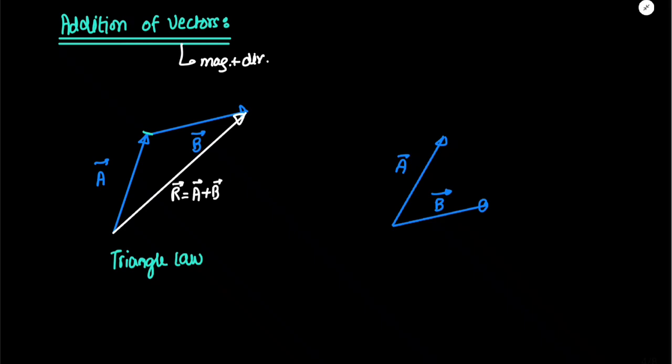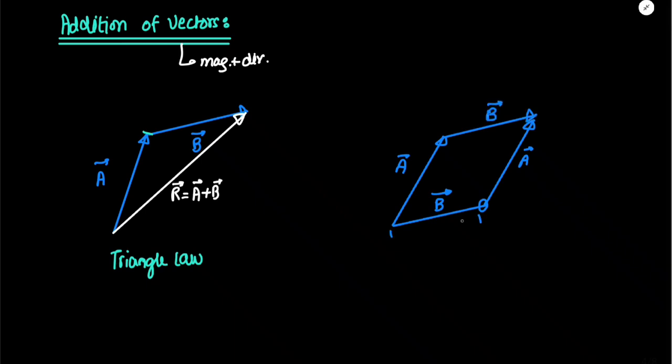Now, what I'm going to do is, I'm going to replicate the vector A once again, and now I'm going to draw it from the head of vector B. I'm going to replicate the vector A again. So this is fairly a drawing of vector A, and then what I'm going to do is I'm going to complete the parallelogram, and this is again vector B.